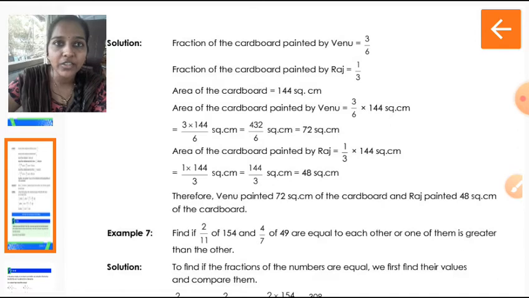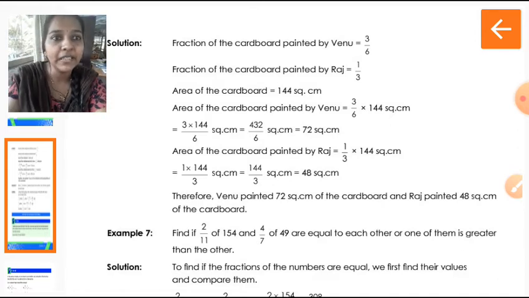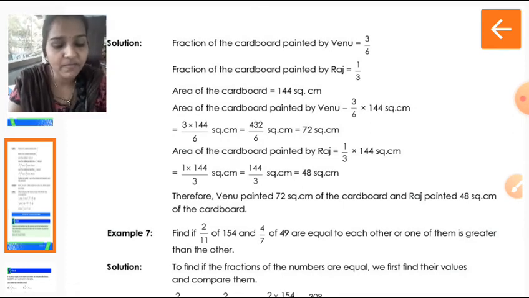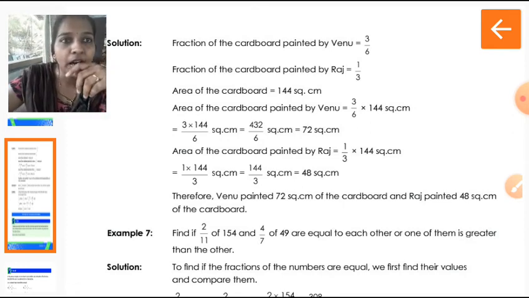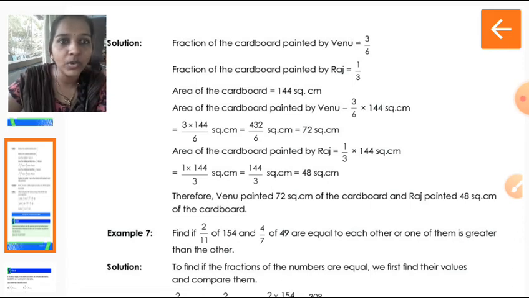Okay. Now the same way you have to find out the area of the cardboard painted by Raj. Okay. So 1 by 3, and we know the fraction of cardboard painted by Raj is equal to 1 by 3, isn't it? So 1 by 3 into 144. That is, first you multiply 1 with 144 and then divide it by 3. Okay. So when you are dividing 144 by 3, you will get the answer 48 square centimeter. Got it, children?